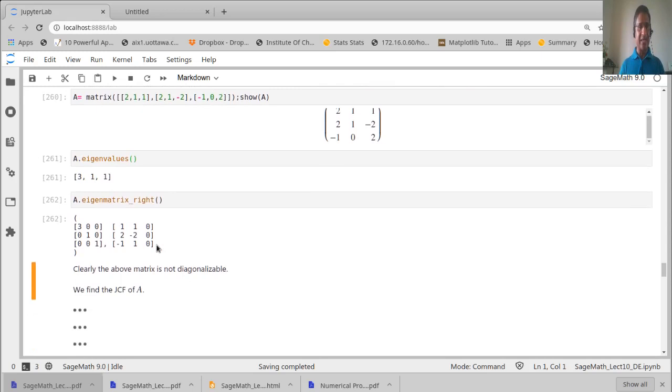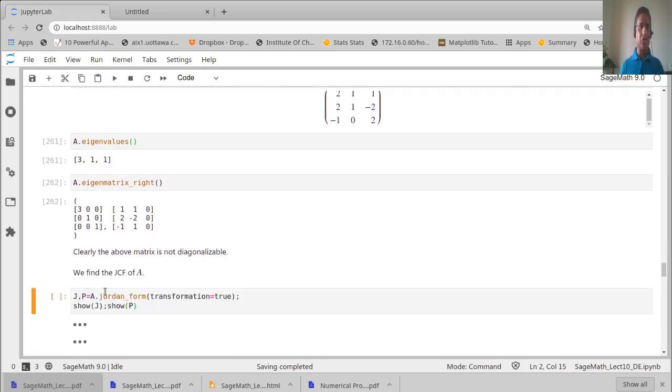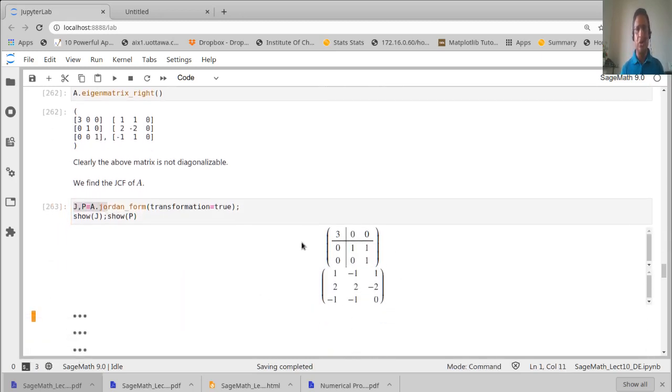So in case this matrix is not diagonalizable, we can find its Jordan canonical form. There is an inbuilt function to find the Jordan form, that is A.jordan_form, and you have to say transformation equal to True. Of course, you can look at the help on jordan_form and see what other options are available. It will print both J, that is the Jordan canonical form, and the matrix P. So let us run this. This is the Jordan canonical form. This is one block, this is another block, and this is the matrix P.